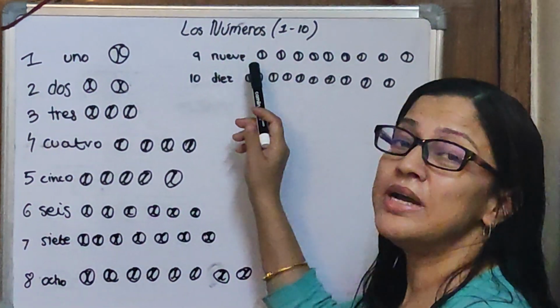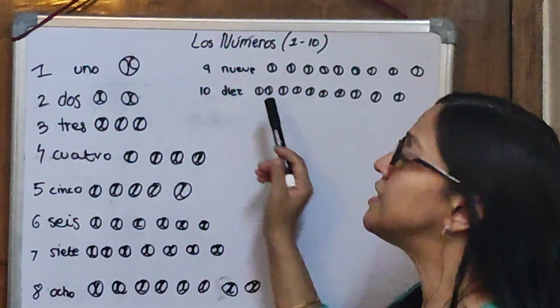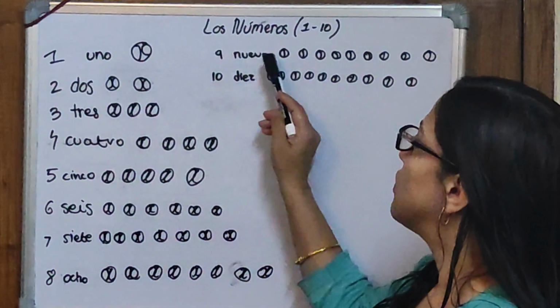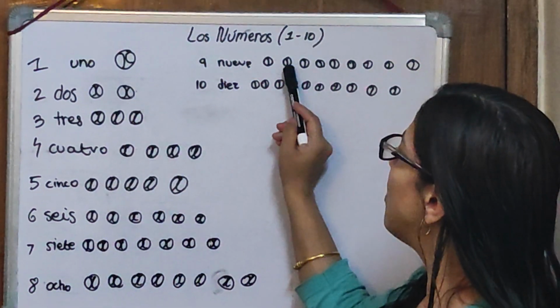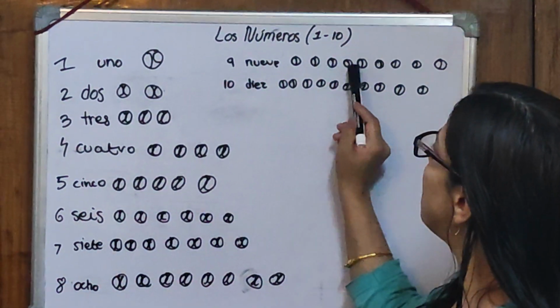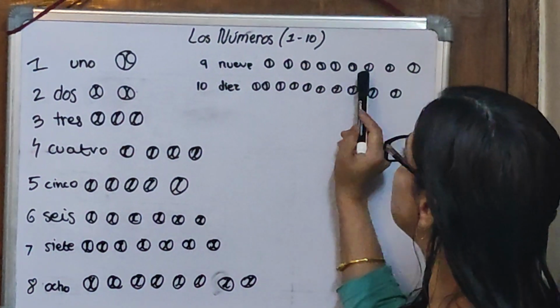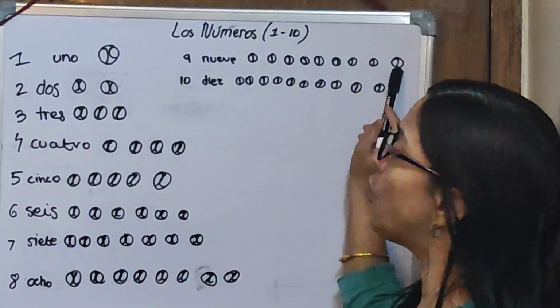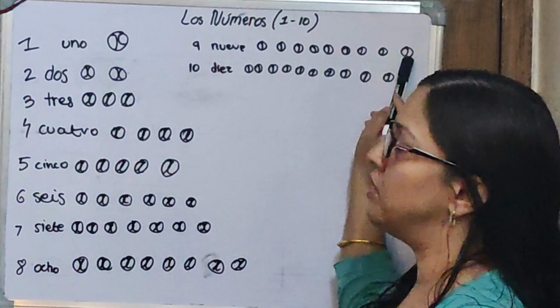Now let's come to number 9. We call it nueve. So let's check. Uno, dos, tres, cuatro, cinco, seis, siete, ocho, nueve. So there are 9 balls.